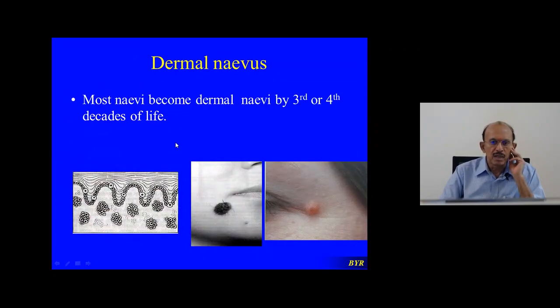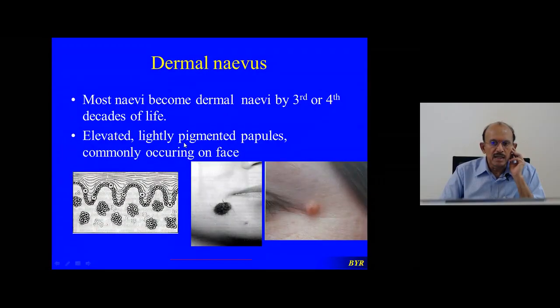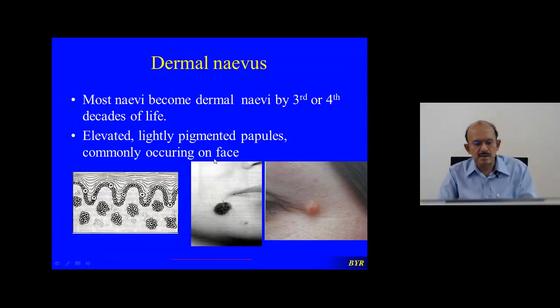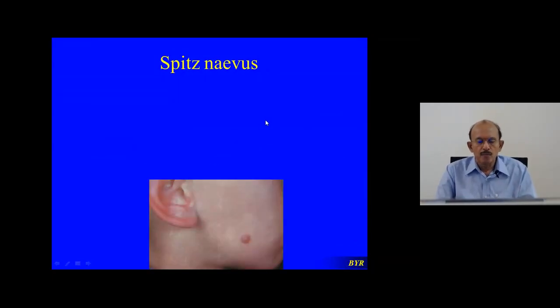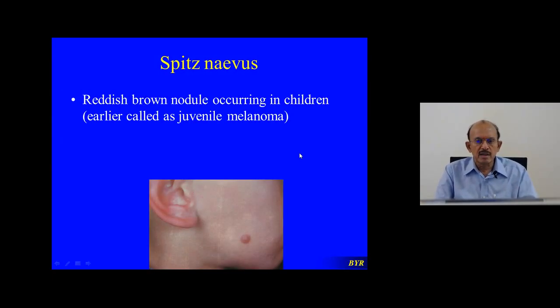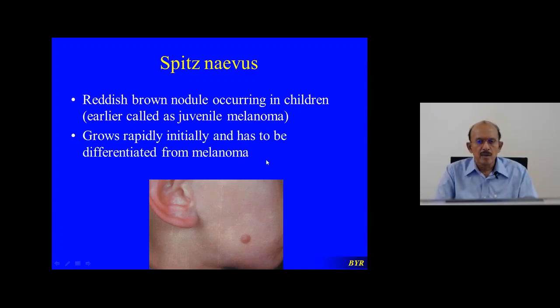Then dermal nevus. Most nevi become dermal nevi by the third or fourth decade of life. Elevated, lightly pigmented papules commonly occurring on the face. Next is pigeon nevus, a reddish brown nodule occurring in children. These are all various types of nevi we are discussing. They are not there from birth; they occur in middle life or in childhood. It grows rapidly initially and has to be differentiated from melanoma. Later they become static, that means they don't grow.